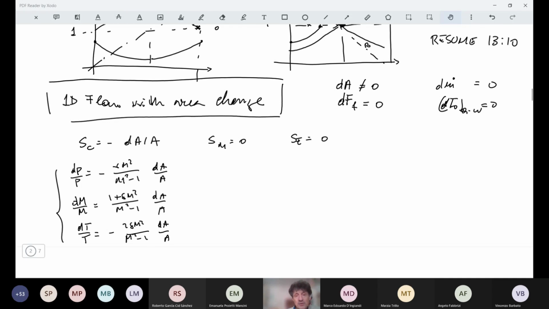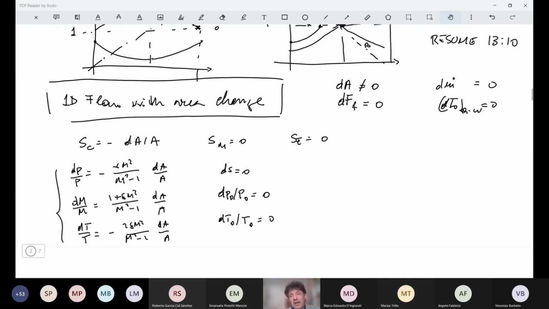And based on what we have seen a few minutes ago, when SM is equal to 0 and SE is equal to 0, the flow is also isentropic. And we know that this is equivalent also to saying that our change of total pressure is 0, and being SE equal to 0, also dT0 is equal to 0.